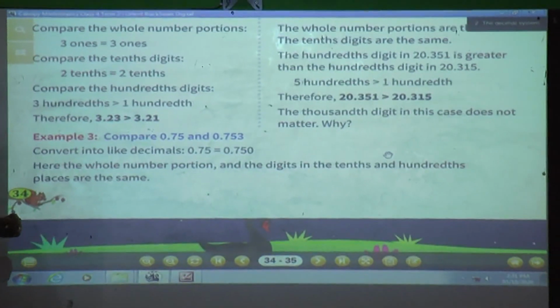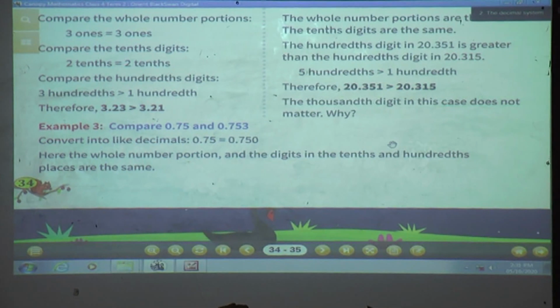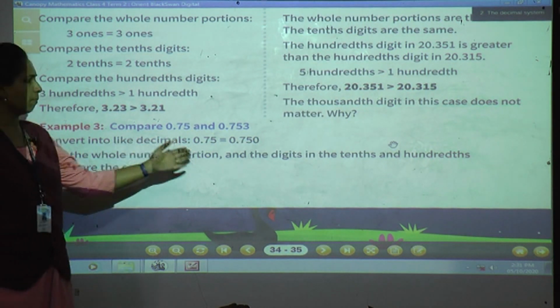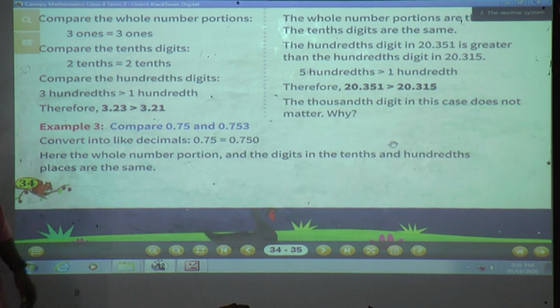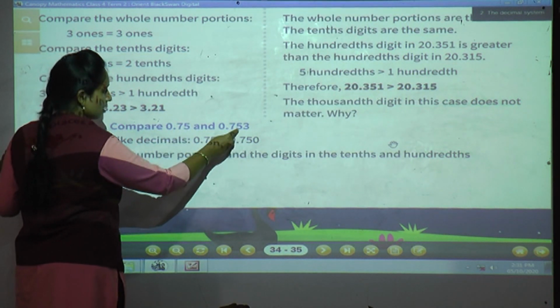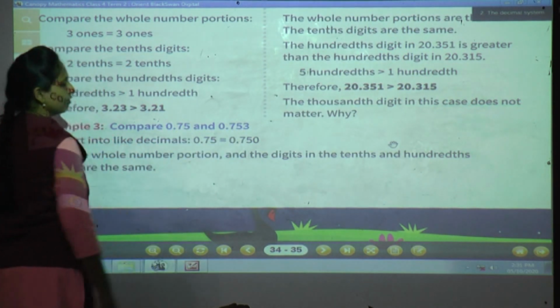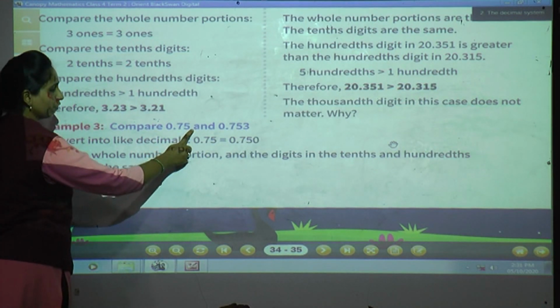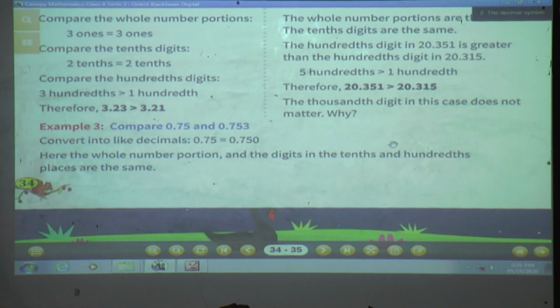Compare 0.75 and 0.753. Now we have to convert these numbers into like decimals. How can we see? 0.75 means 0.750. Here the whole number portion and the digits in the tenths and hundredths places are the same, isn't it? In both the numbers, you can see 0.75 and 0.753, 75 is the same. So to convert into like decimals, what do you have to do? We have to add one more 0, isn't it?